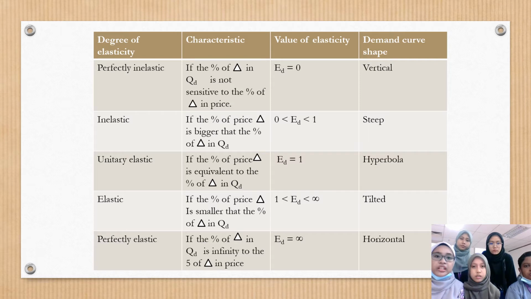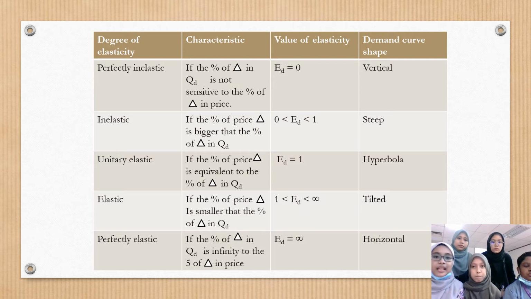Third, unitary elastic. The characteristic is that the percent change in price is equivalent to the percent change in QD. Value of elasticity ED equals 1. Demand curve shape: hyperbola. Fourth, elastic. The characteristic is that the percent change in price is smaller than the percent change in QD. Value of elasticity: 1 is smaller than ED, which is smaller than infinity.